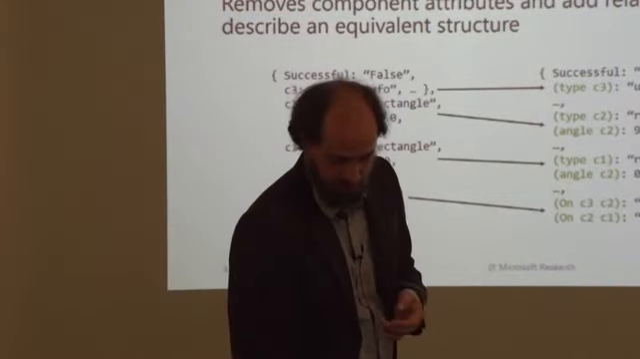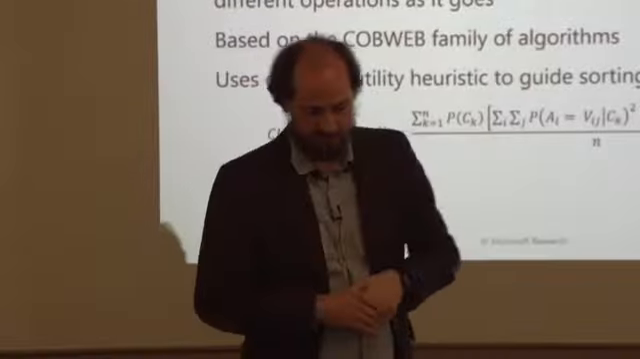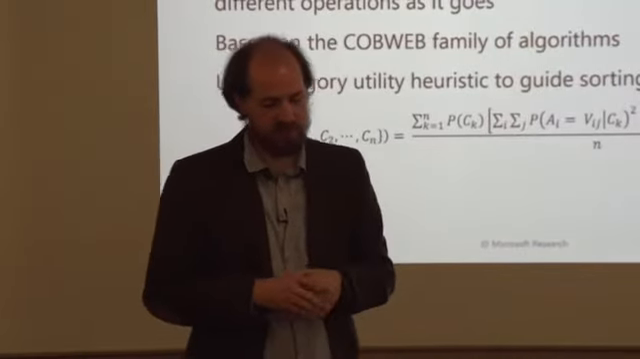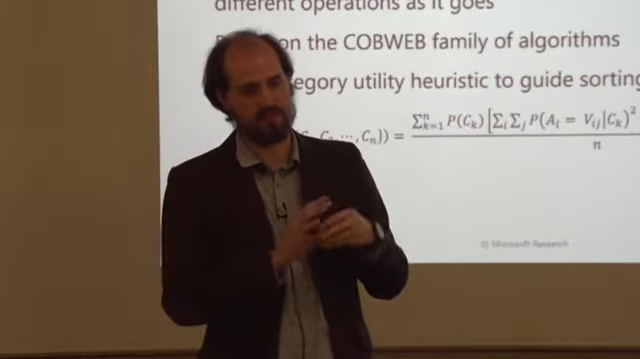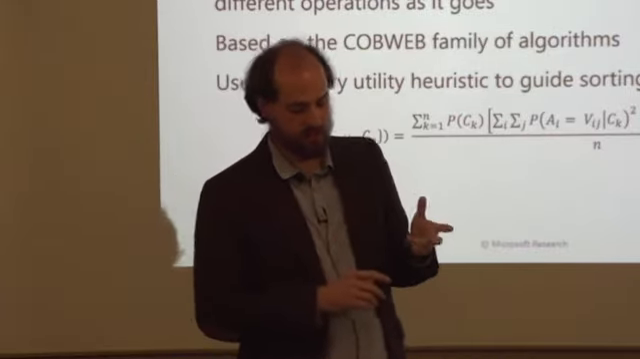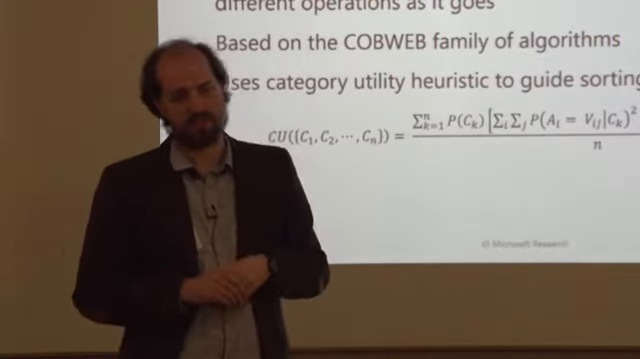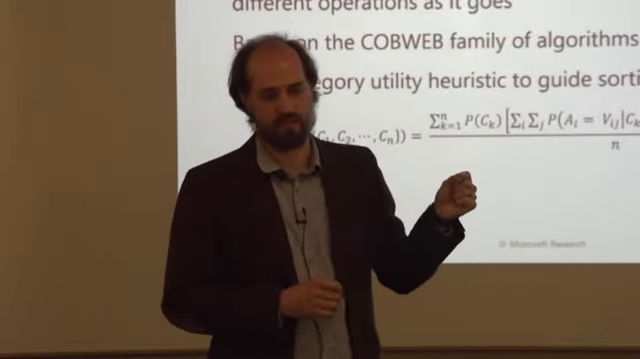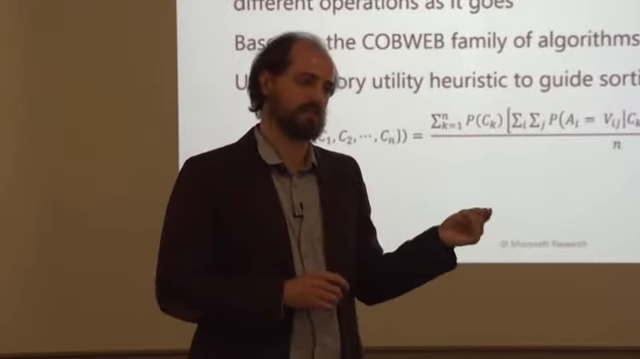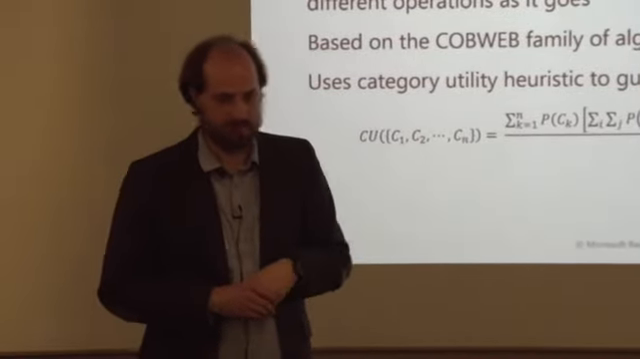And then you proceed through categorization, which is based on the COBWEB algorithm from Fisher back in the 80s. And essentially what this is doing is recursively moving an instance down the tree, entertaining things like splitting nodes, merging nodes, creating new nodes, and at each point choosing whichever option maximizes this notion of category utility, which you can think about as the expected number of correct guesses for all attributes of an instance rather than just one. So it's not like a decision tree which is maximizing prediction of one thing. It's trying to balance maximizing its predictions of all things.